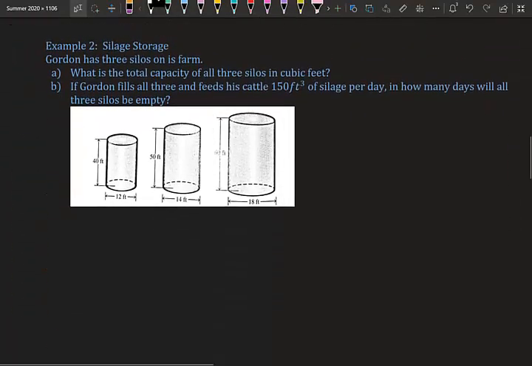Example 2, silage storage. Gordon has 3 silos on his farm. What is the total capacity of all 3 silos in cubic feet? And then we'll answer B after. Let's do part A. What is the total capacity of all 3 silos in cubic feet?